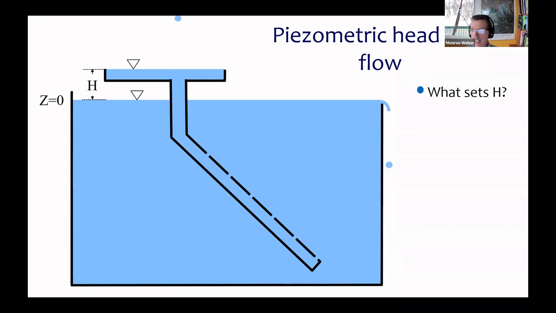So what sets H? Oh, what sets H? Can you think about that? What is determining H in this? Like, what determines how deep the water is in that tank, in the upper tank?